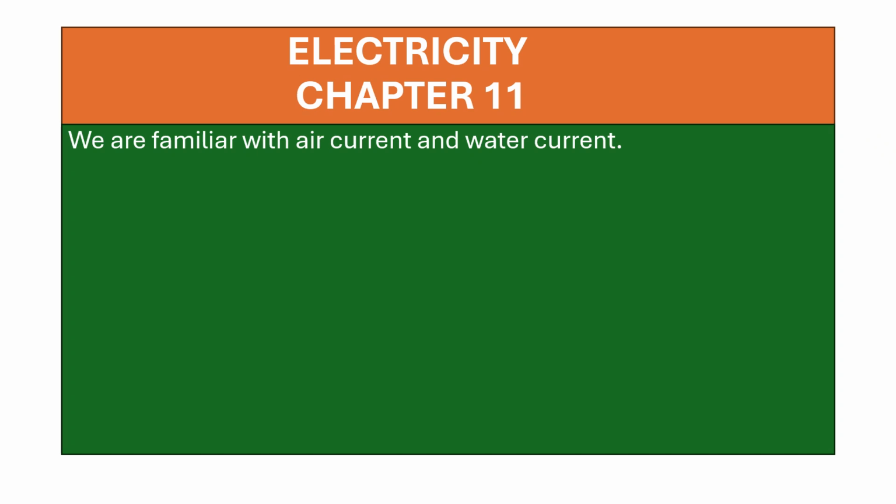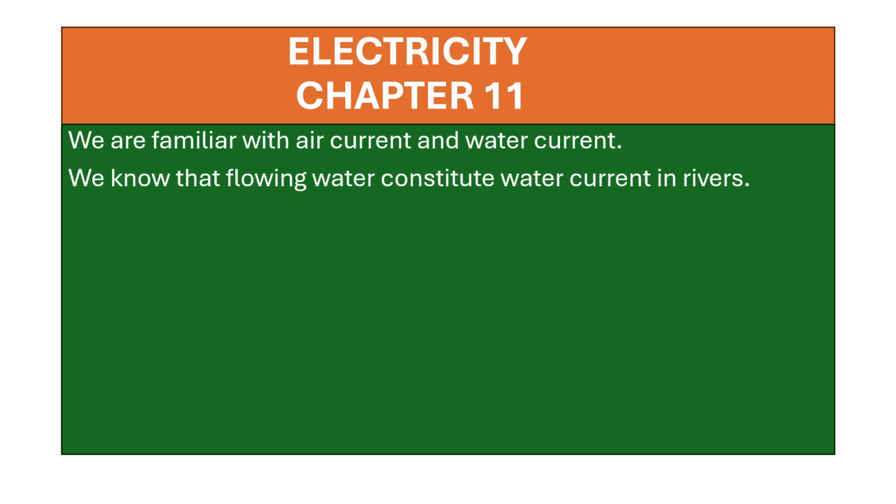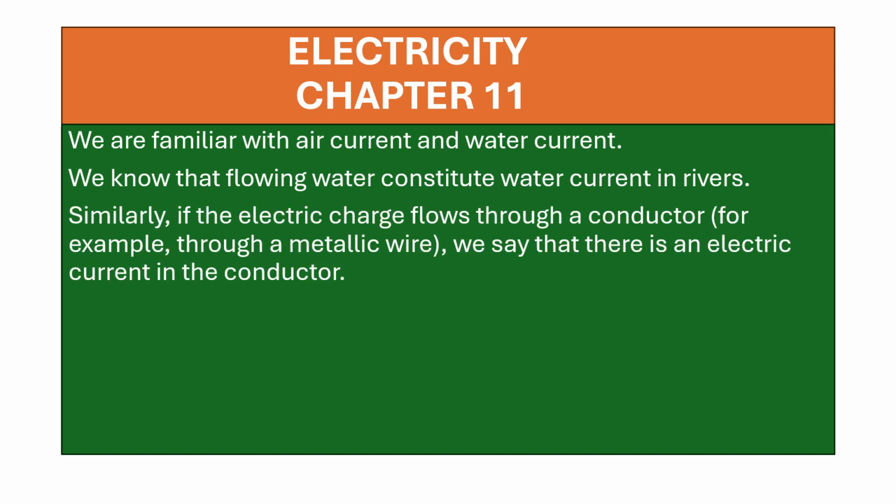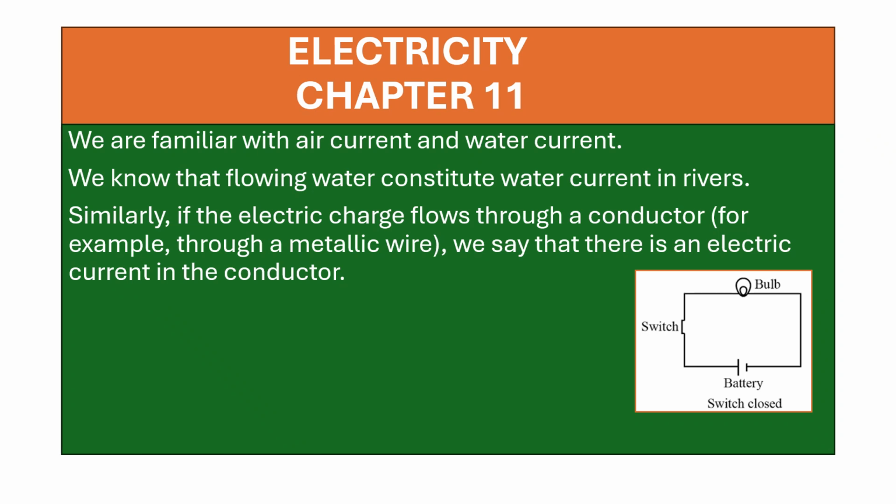Now we all are familiar with air current and water current, yes? We know that flowing water constitutes water current in rivers. Similarly, if the electric charge flows through a conductor, for example, through a metallic wire, we say that there is an electric current in the conductor. So you can see the circuit here. It's a bulb, a switch, and a battery.